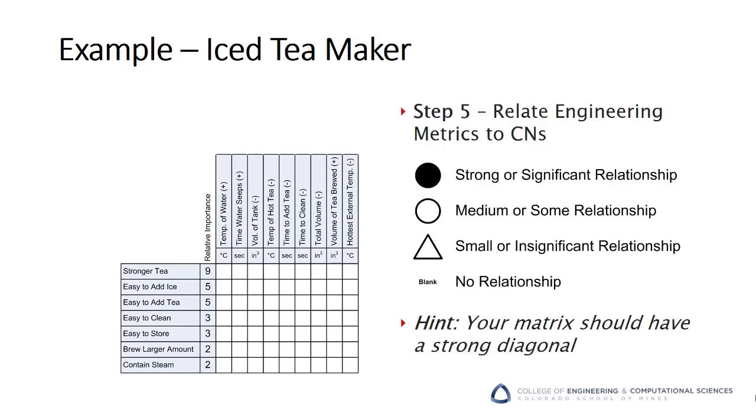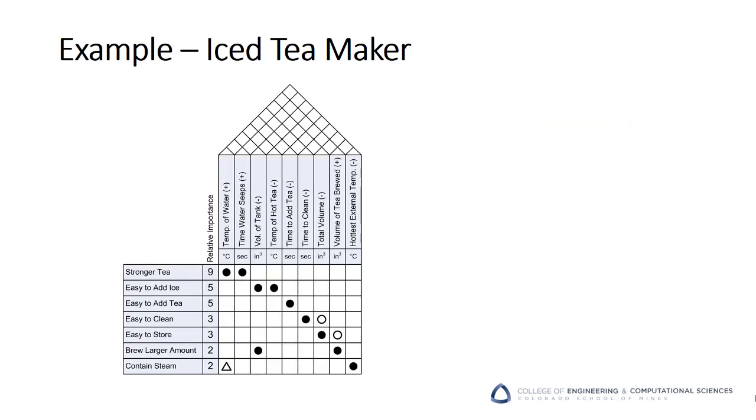We're now going to fill out the correlation matrix and state whether each customer need has a strong, medium, or small relationship to each engineering metric. So for example, we believe that the temperature of the water and the time the water seeps have a strong correlation to making stronger tea, but we don't believe that the volume of the tank or time to clean have any relationship to stronger tea. If we follow this logic, we can fill out the correlation matrix appropriately. Here's what this team came up with for correlations.